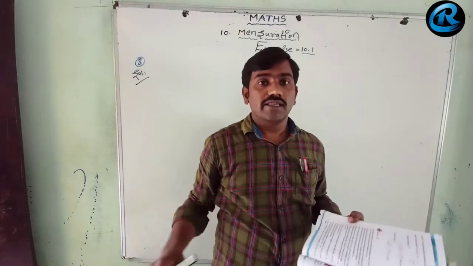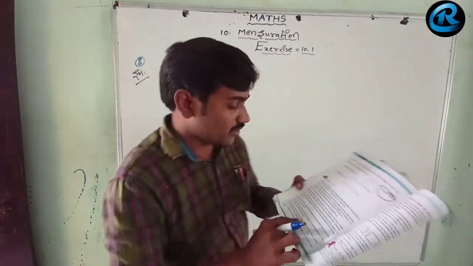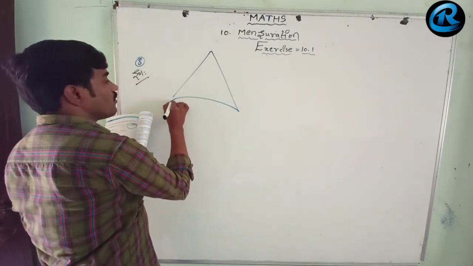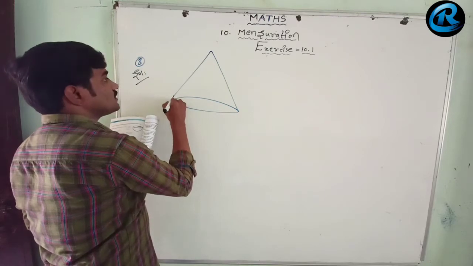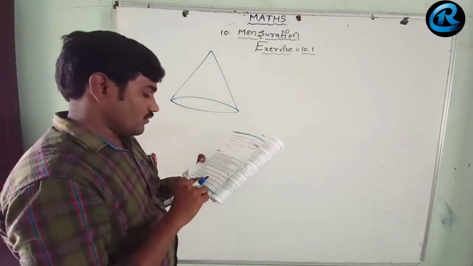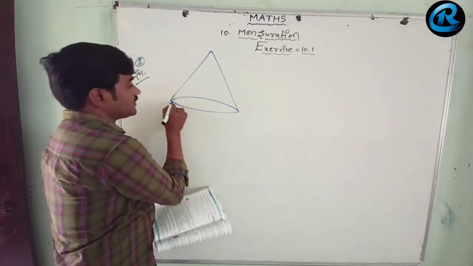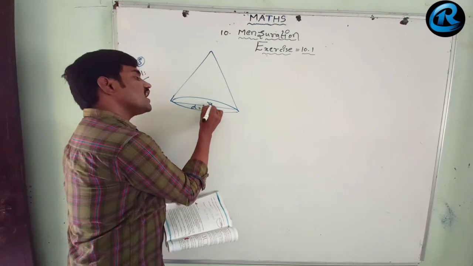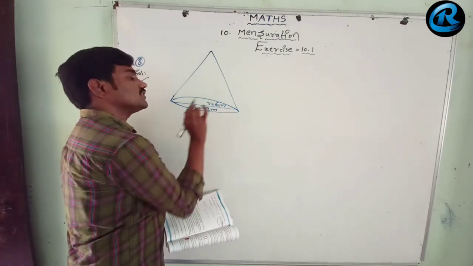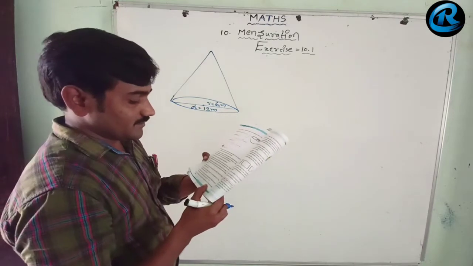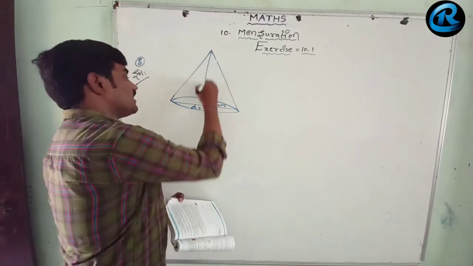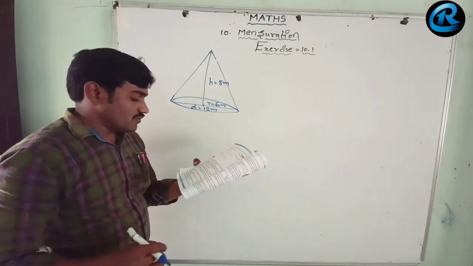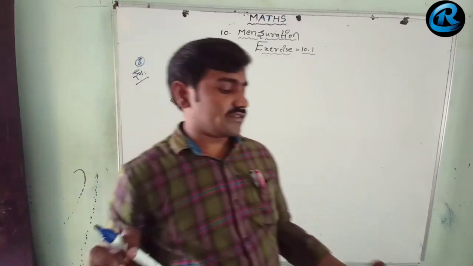The heap of rice will be in the form of a cone. The heap of rice in the form of a cone of diameter 12 meters. The diameter is 12 meters. That means the radius r equal to 6 meters, and height 8 meters. It has height h equal to 8 meters. Find its value. How much canvas cloth is required to cover the heap?